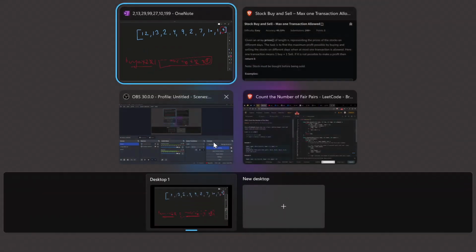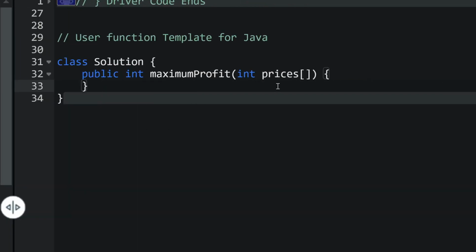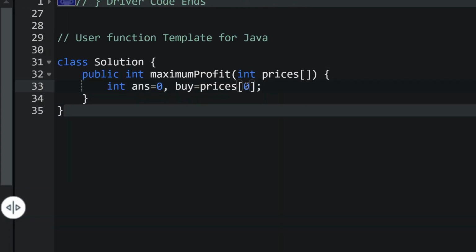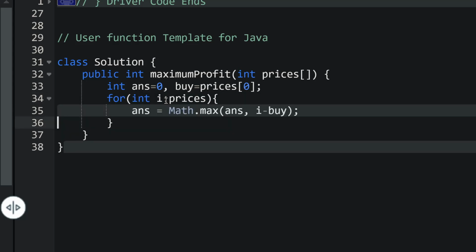So let's try to code this. Code is very simple. It's an easy level problem. So we have answer and buy. We buy the stock on the zeroth index. Then we have a simple for loop. We try to find our answer.